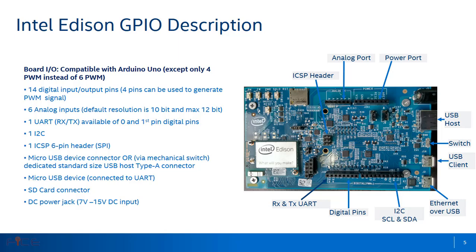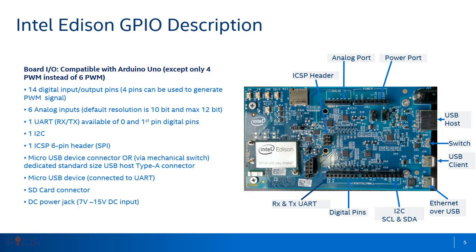Intel Edison also has an ICSP header, that is in-circuit serial programming, that is SPI, one I2C header, that is inter-integrated circuits, and UART available on D0 and D1 pins. This UART available at D0 and D1 pins is available for the user for external sensor interfacing.